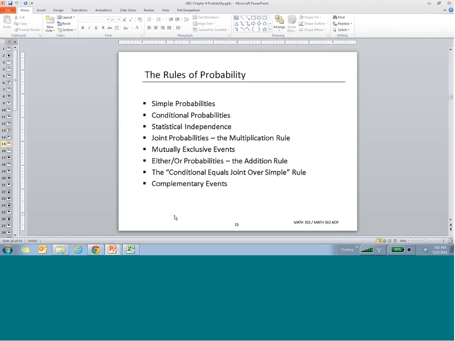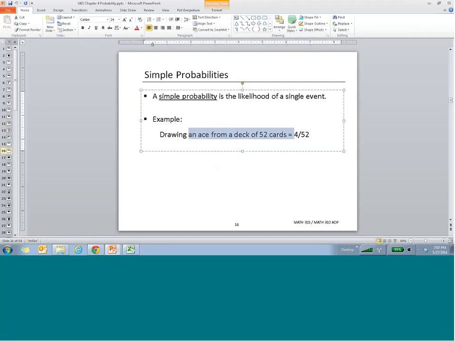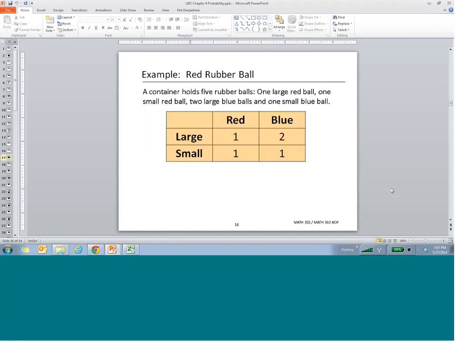So there are simple probabilities, which is what we just described, and then conditional probabilities. Conditional probabilities, we'll get to in a second. So simple probability is perfectly exemplified right here. What are the odds that you're going to draw an ace out of a deck of cards? Well, there are 4 aces, 1 of each suit. So drawing an ace would be 4 out of 52. Drawing an ace of spades would be 1 out of 52, unless you're cheating and you have one up your sleeve. And then you get shot, but don't do that.